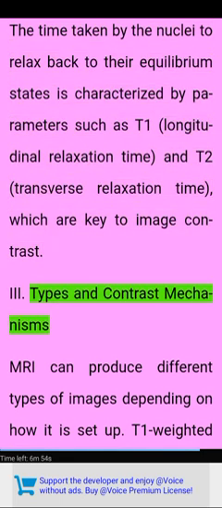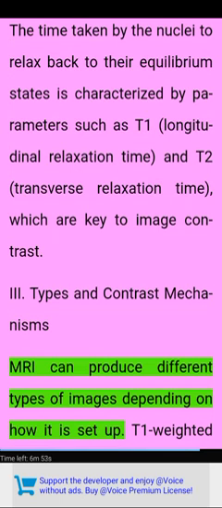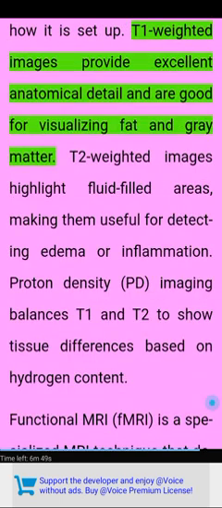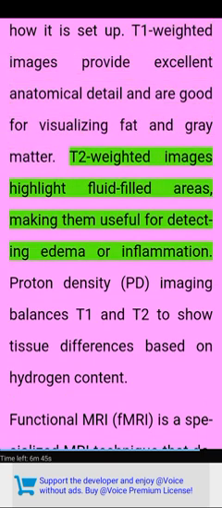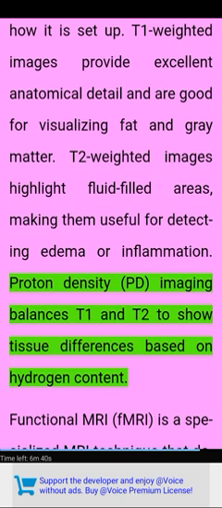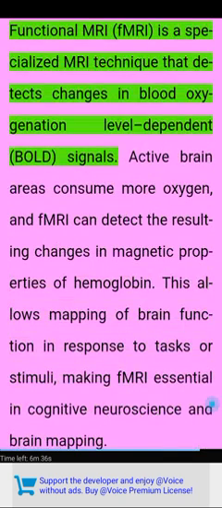3. Types and contrast mechanisms. MRI can produce different types of images depending on how it is set up. T1-weighted images provide excellent anatomical detail and are good for visualizing fat and gray matter. T2-weighted images highlight fluid-filled areas, making them useful for detecting edema or inflammation. Proton density (PD) imaging balances T1 and T2 to show tissue differences based on hydrogen content.